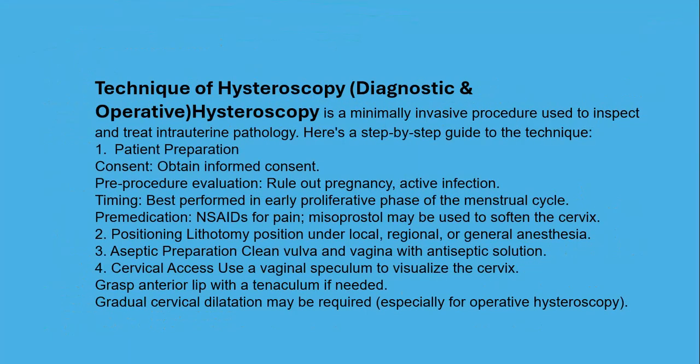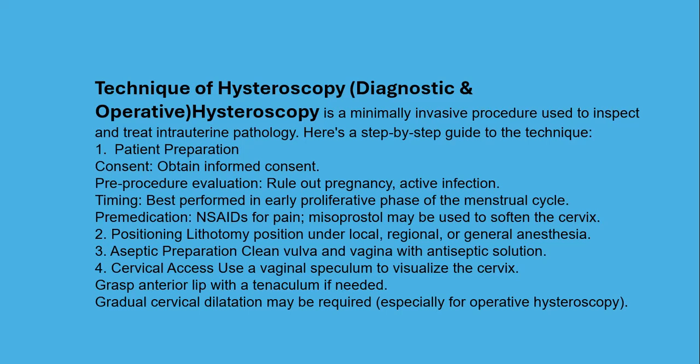Technique of hysteroscopy, diagnostic and operative. Hysteroscopy is a minimally invasive procedure used to inspect and treat intrauterine pathology. Here's a step-by-step guide to the technique. Patient preparation. Consent. Obtain informed consent. Pre-procedure evaluation. Rule out pregnancy, active infection. Timing. Best performed in early proliferative phase of the menstrual cycle. Pre-medication. NSAIDs for pain. Misoprostol may be used to soften the cervix.